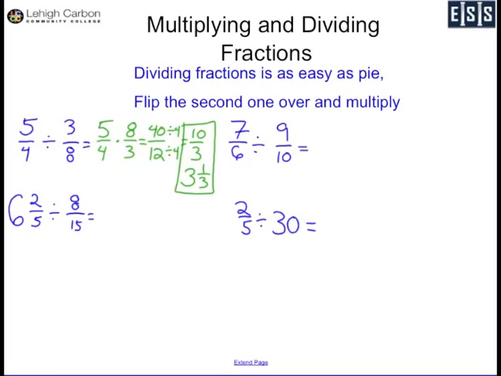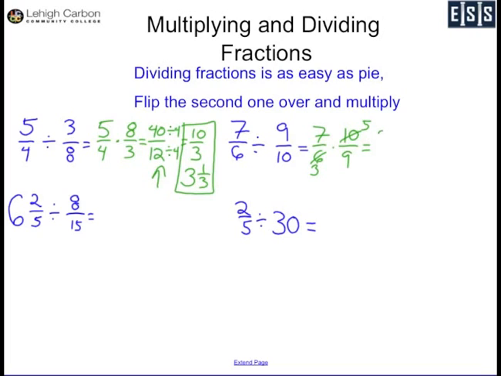Next we have 7/6 divided by 9/10. So the 7/6 stays the same and becomes times 10/9. Now last time I reduced at the end when I divided both the top and bottom by 4. This time I'm going to do my reducing in the beginning. Both 6 and 10 are divisible by 2. 6 divided by 2 is 3. 10 divided by 2 is 5.